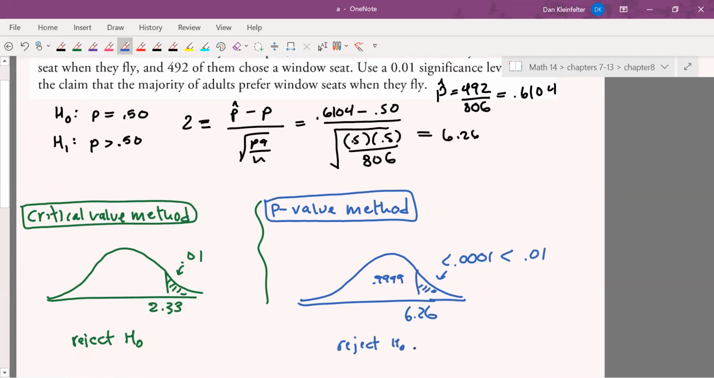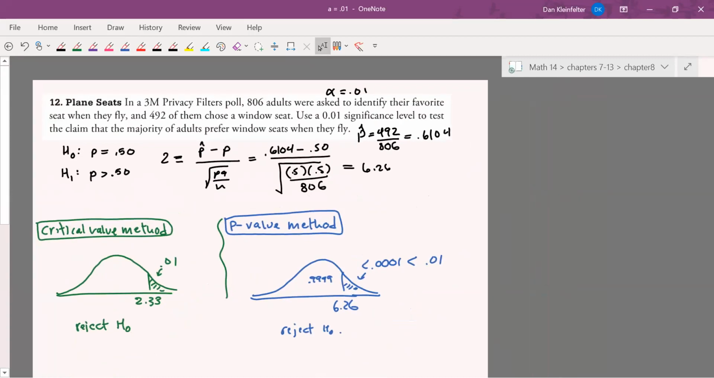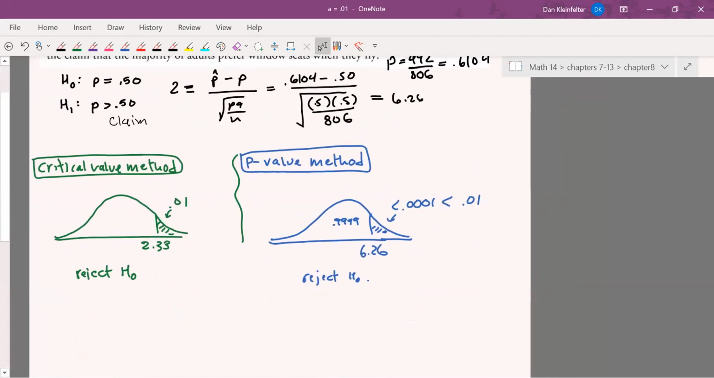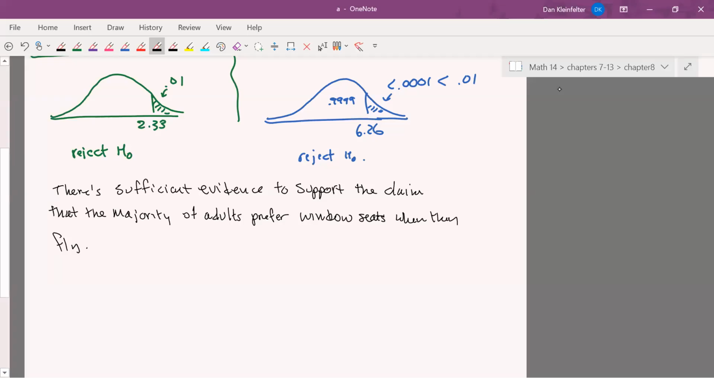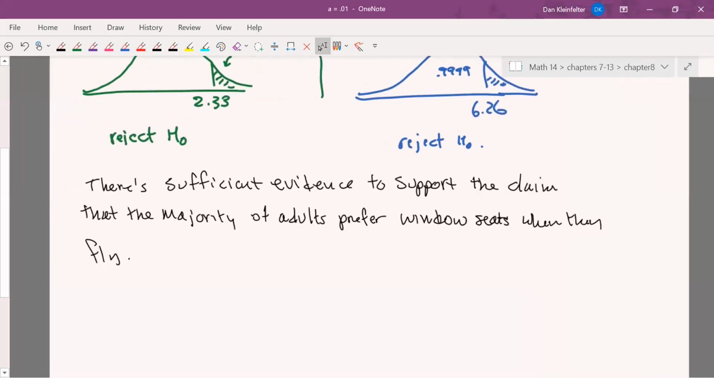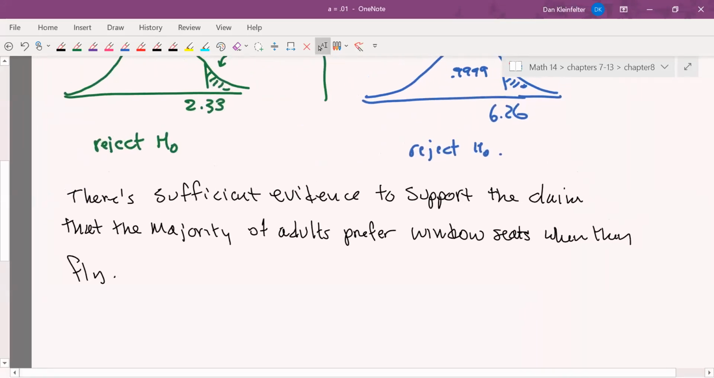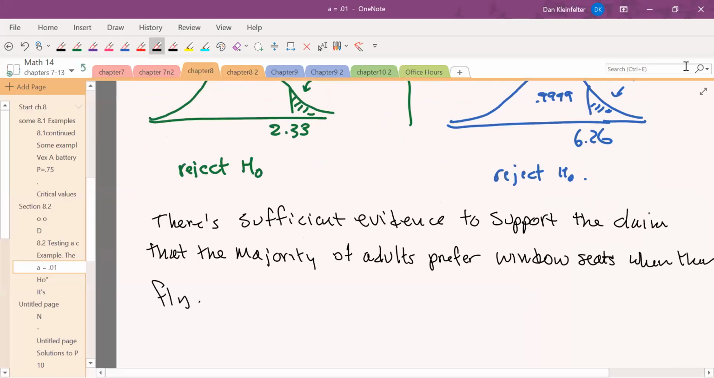our null hypothesis. Okay, so on this one, our claim was the majority of adults. So again, that's going to be the alternative hypothesis. And so you could say there's sufficient evidence to support the claim. All right, so we've written out the conclusion. There's sufficient evidence to support the claim that the majority of adults prefer window seats when they fly.